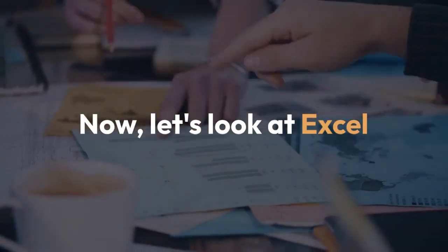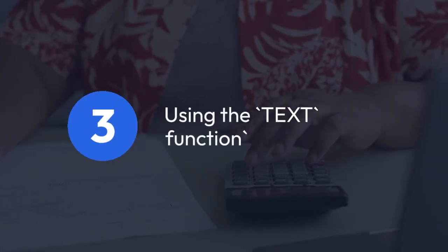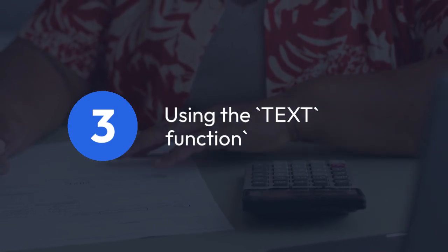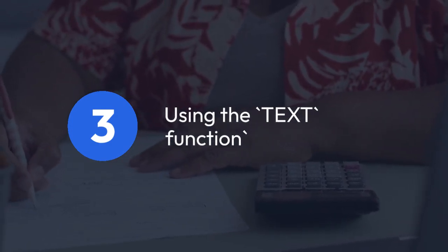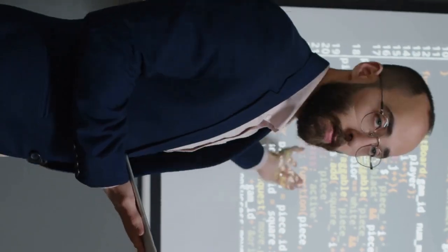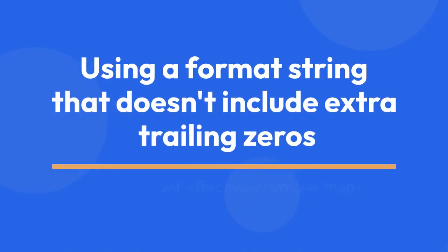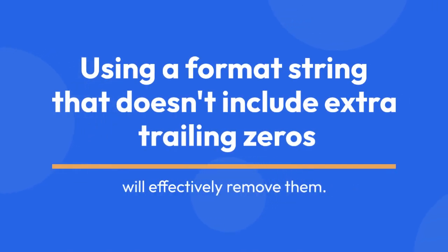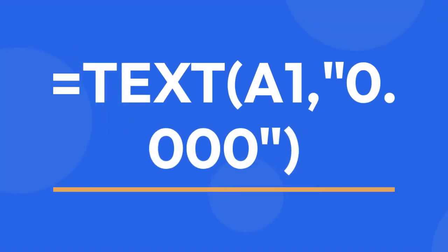Now, let's look at Excel. 3. Using the TEXT function. Excel's TEXT function provides a straightforward way to format numbers, and thereby remove trailing zeros. The TEXT function takes a numeric value as the first argument and a format string as the second. Using a format string that doesn't include extra trailing zeros will effectively remove them. For example, TEXT(A1, "0.000") will display a number with 3 decimal places.